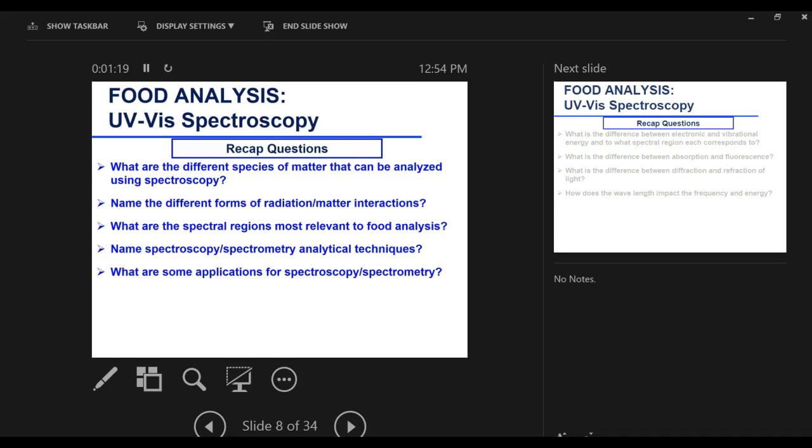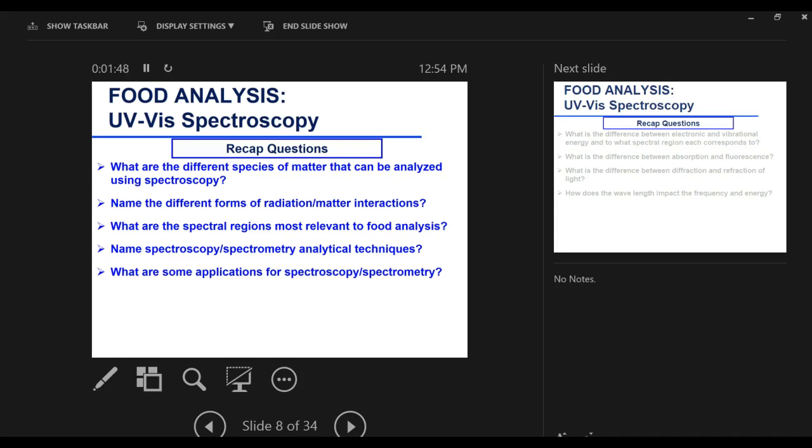What kind of interaction? Yeah? Thea? Absorption. Thank you. Emission. Okay, other interactions like diffraction of light, reflection of light, light scattering. So these are all different forms of interactions with light.